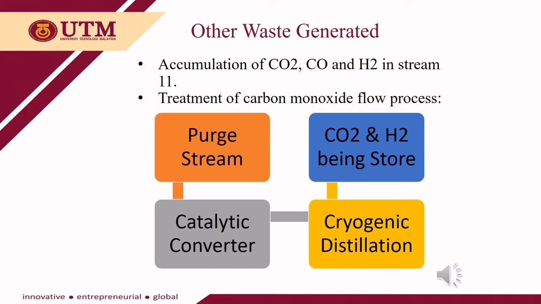It will go to the purge stream, and the carbon monoxide, carbon dioxide, and hydrogen contained will pass through the catalytic converter. In this catalytic converter, carbon monoxide will be changed into carbon dioxide to reduce its toxicity, and then it will pass to cryogenic distillation for separation between carbon dioxide and hydrogen gas, so that CO2 and H2 can be stored for future use and development.